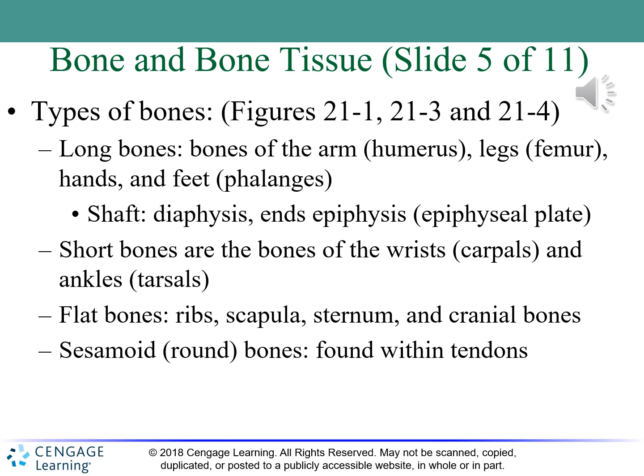Sesamoid or round bones are found within tendons. The patella is a type of sesamoid bone. And fun fact, the biggest sesamoid bone you have in the body is the patella.